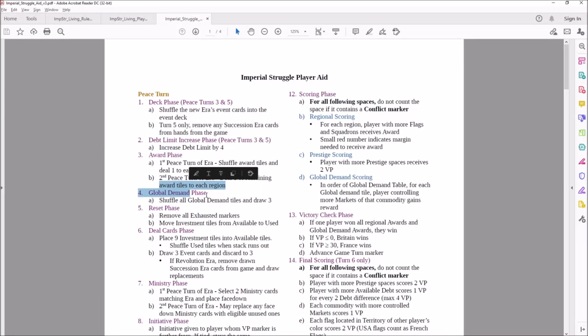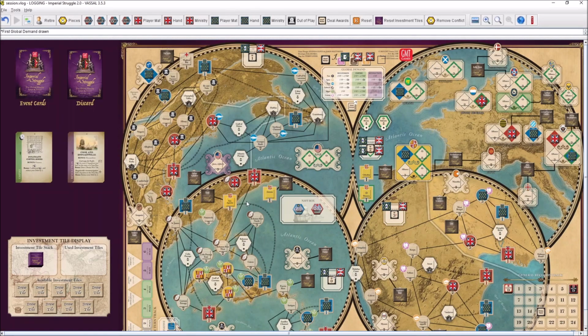Okay, for the setup, moving further, we don't have a reset phase. We will be dealing the cards. So we need to deal now 9 investment tiles, and then before going to events and the ministry cards, we will also do the setup of the next war. Actually, let me start with the war setup and some other game details before we start moving further.